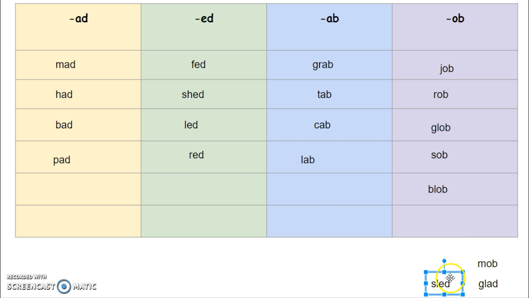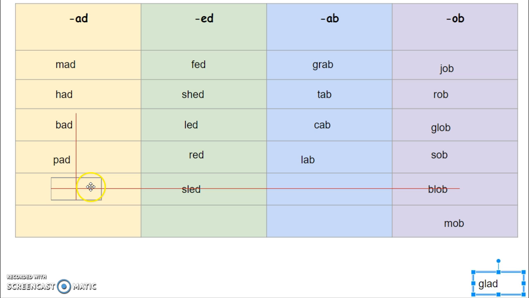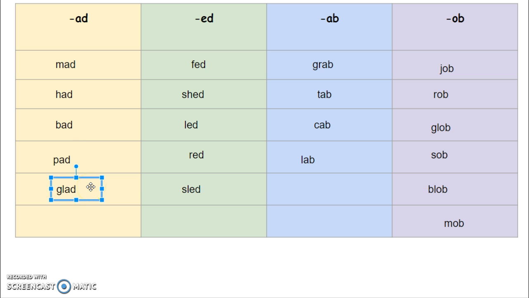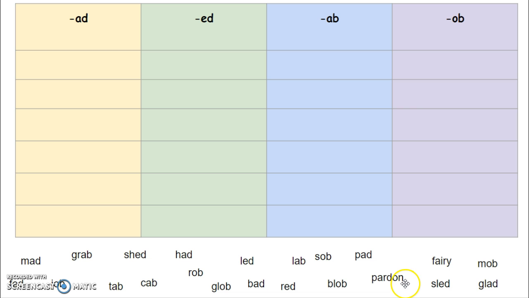Sled. Sled will go in the ED column. Mob. Mob is spelled with an OB. Goes in that column. And glad. Glad is spelled with an AD. Okay, now it's your turn. Let's take away these two words. Sorry, they're not supposed to be on there. All right, now it's your turn.